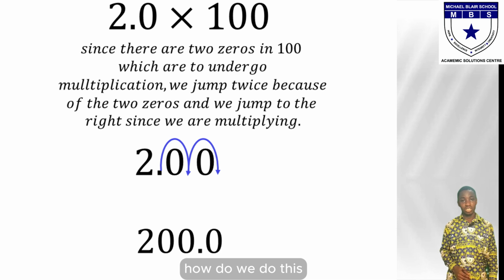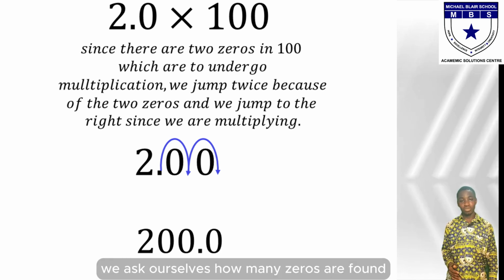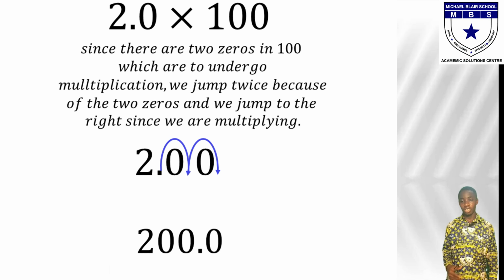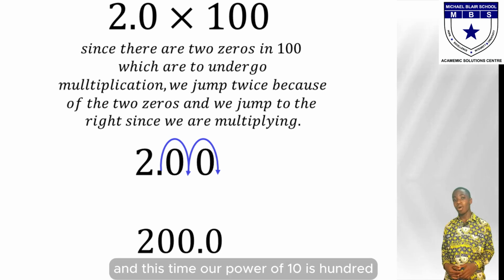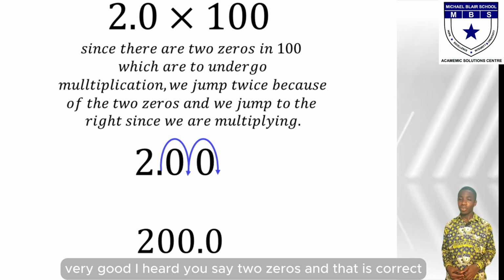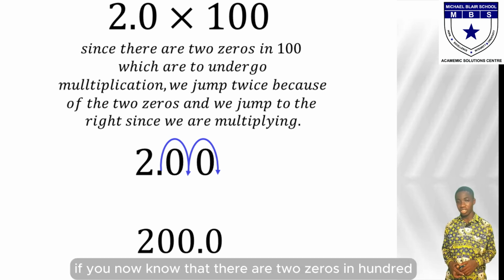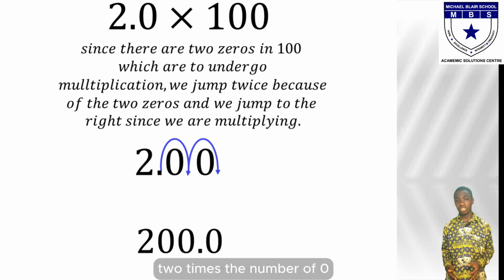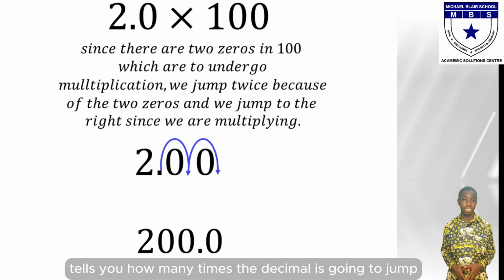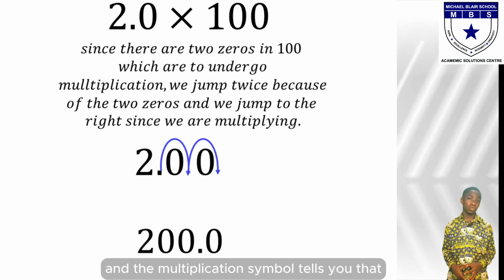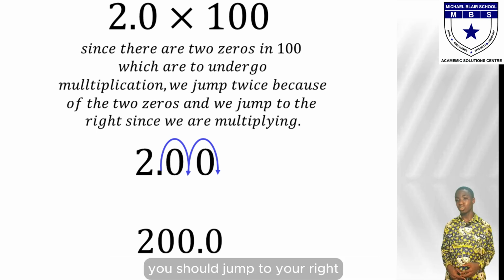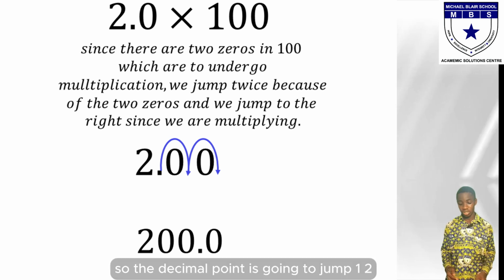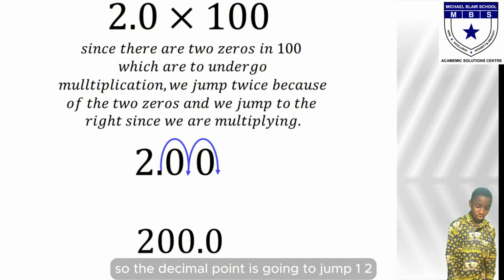How do we do this? We ask ourselves, how many zeros are found? And this time, our power of 10 is 100. Very good, I heard you say 2 zeros, and that is correct. If you now know that there are 2 zeros in 100, you need to jump the decimal to the right side 2 times. The number of zeros tells you how many times the decimal is going to jump, and the multiplication symbol tells you that you should jump to your right. So the decimal point is going to jump 1, 2.